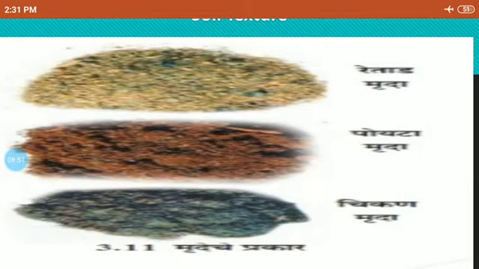Okay, so friends, this is about the properties of natural resources and the texture of the soil.